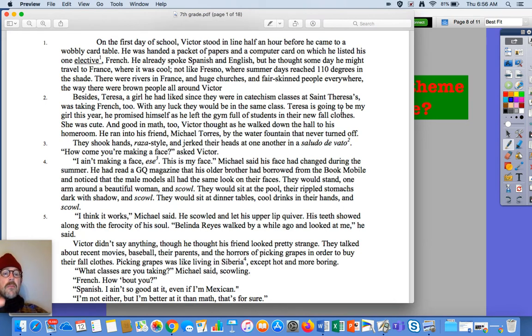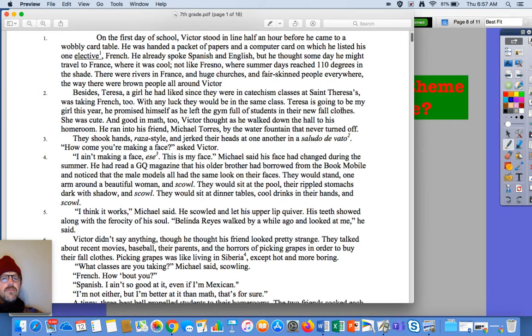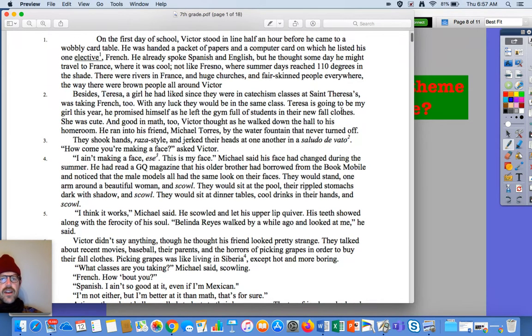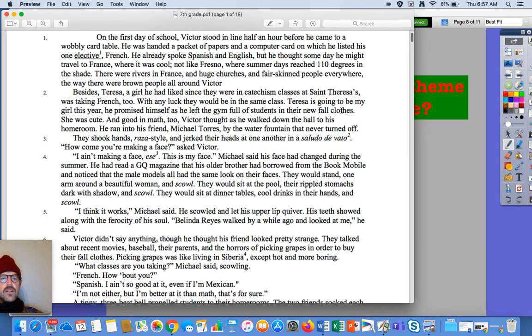With any luck, they would be in the same class. "Teresa is going to be my girl this year," he promised himself as he left the gym full of students in their new fall clothes. She was cute, and good in math, too. Victor thought he had walked down the hall to his homeroom. He ran into his friend, Michael Torres, by the water fountain that never turned off. They shook hands, raza style, and jerked their heads to one another in a saludo de vato. "How come you're making that face?" asked Victor. "I ain't making a face, ese. This is my face." Michael said his face had changed during the summer.